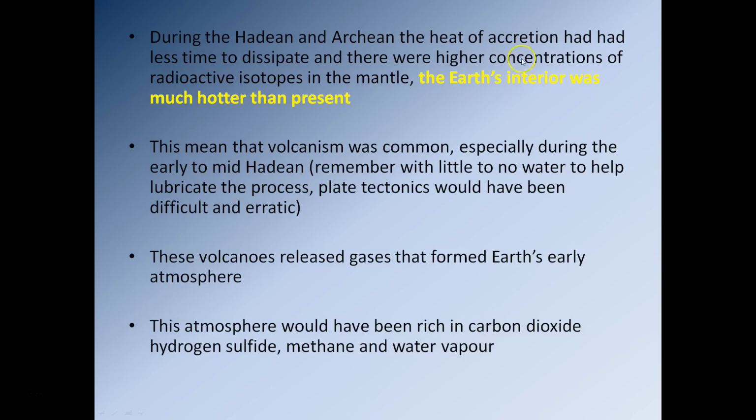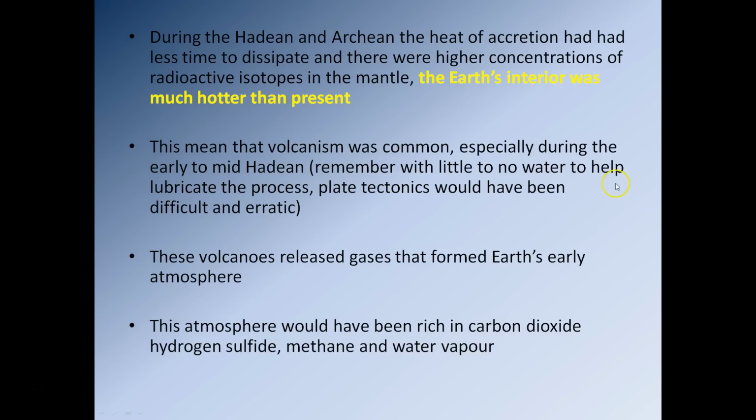So during the Hadean and Archean, there was lots more heat energy in the form of the heat of accretion, and lots more heat energy in the form of radioactive decay occurring in the mantle during that time. Now this means that as the Earth's mantle was a lot hotter, it was a lot easier to melt. And this meant that there was lots of volcanism, especially during the early to mid-Hadean.